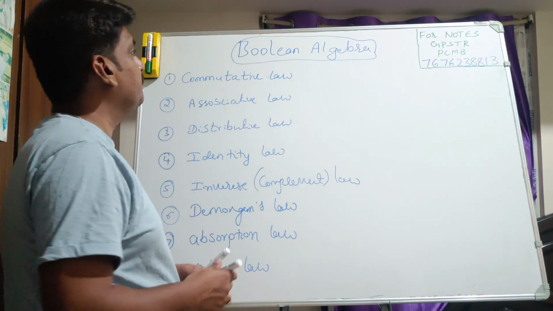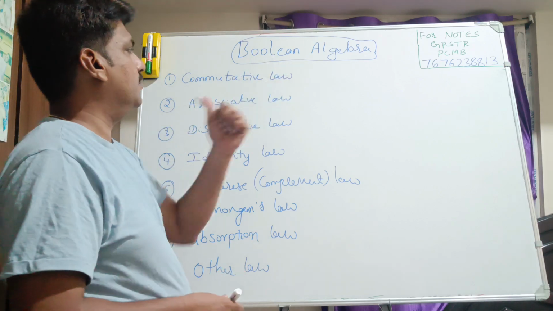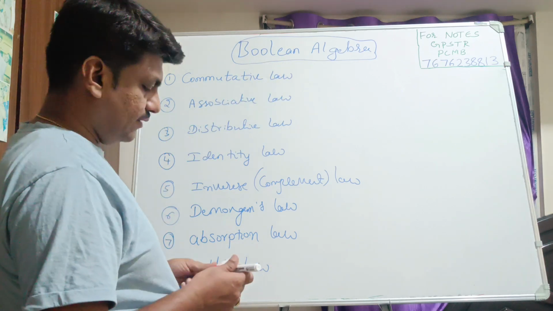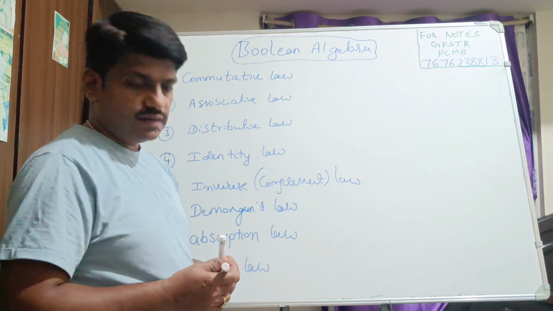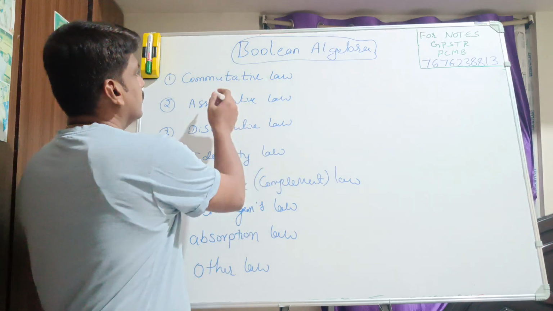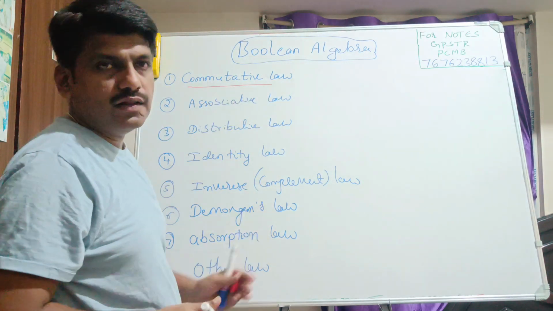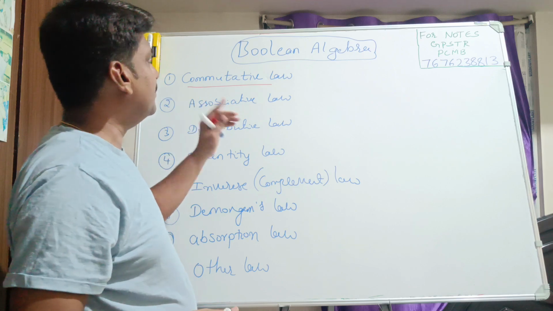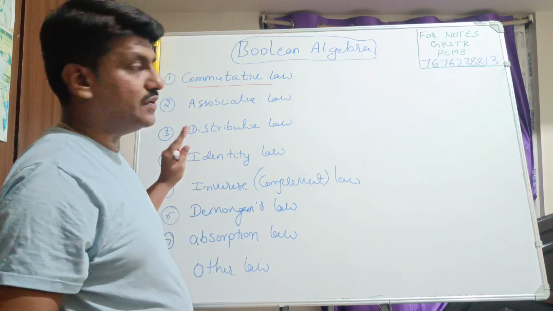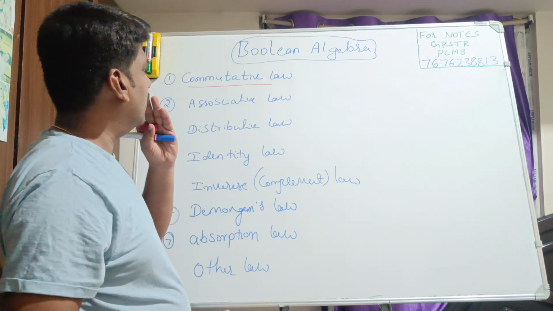So in this video, we are going to see the Boolean algebra concepts. Starting from the properties or the laws, we will see. Boolean algebra is a separate kind of algebra that operates on ones and zeros. It has some rules and regulations, everything is different. So starting from the laws, we will see.